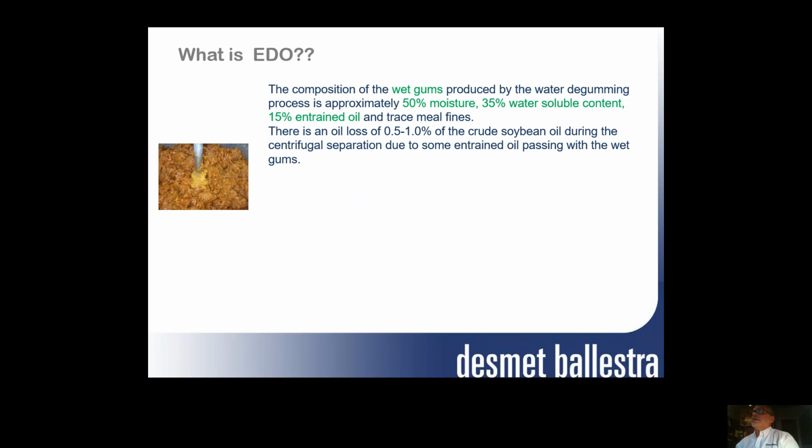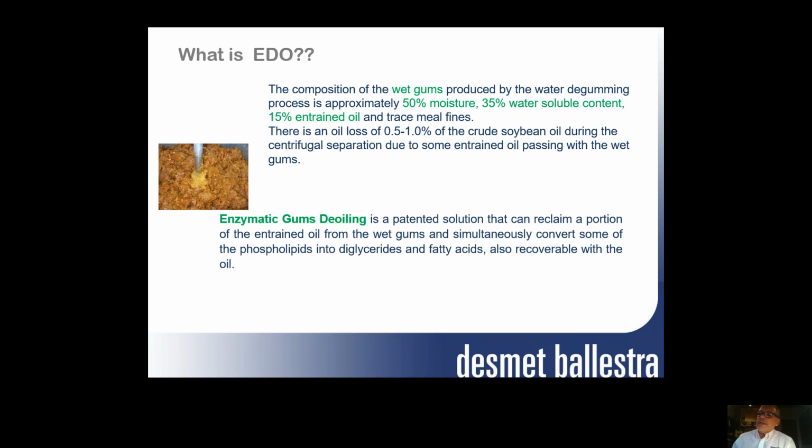What is enzymatic deoiling? Well, we have to tell that the composition of the wet gums produced by the water degumming process is approximately 50% moisture, 35% water-soluble content, and 15% of entrained oil, and naturally some trace meal fines. And due to that entrained oil, there is about 0.5 to 1% of the crude soybean oil lost when the centrifugal separation is happening.